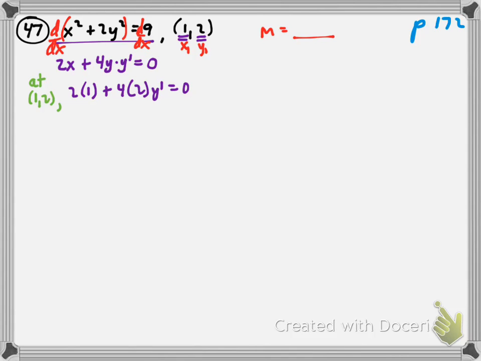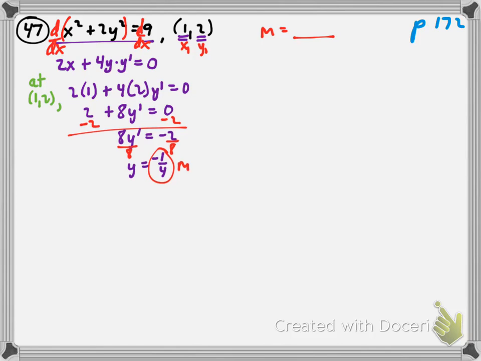So if we plug the x and the y into this equation, we can solve for y prime, and we get 2 plus 8y prime equals 0. If we subtract 2 from both sides, we get 8y prime equals -2. And then when we divide both sides by 8, we see that y prime is equal to -1/4. Okay? So there's our y prime. There's our slope. Let me actually write slope. That's the slope of the tangent.